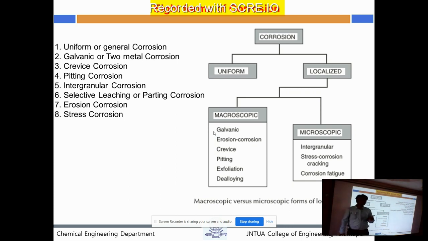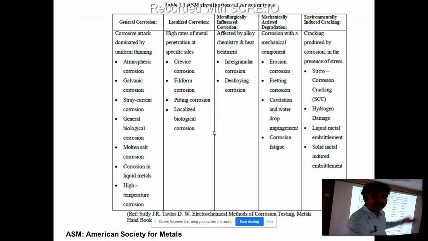Fine. So let us look at each and every corrosion, because this may be a lengthy question or it may be given in broken-up questions. Sometimes they will ask you in one question to write all eight forms of corrosion, or sometimes they will ask you to write only two, maybe these two corrosions with examples and diagram. So let us learn one by one. This is another classification that is based on the ASM. ASM is the American Society for Metals.